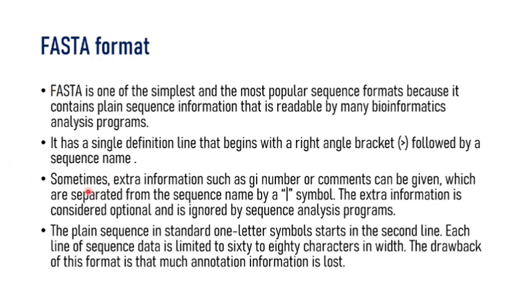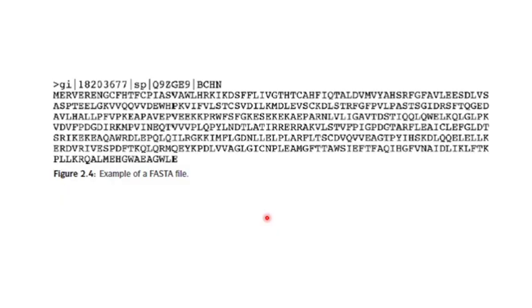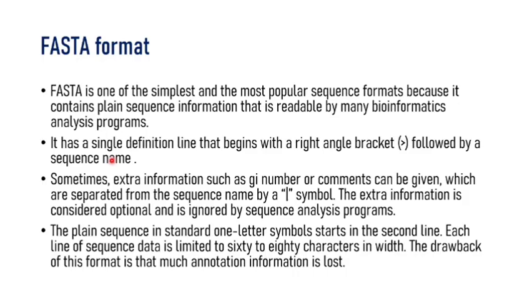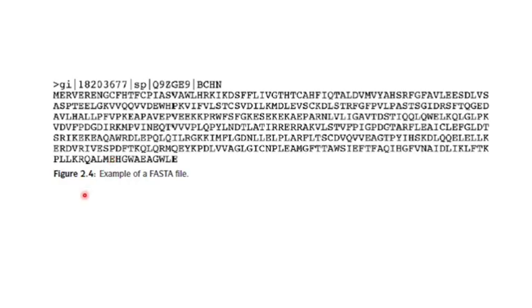It is followed by the sequence name, which contains the features of the sequence. Sometimes extra information such as a GI number or comments can be given, separated by this symbol. Extra information is considered optional and is ignored by the sequence analysis program. Usually we have this first line with all the information, but during the analysis every software ignores this line and takes the sequence only. It's the protein sequence only here, not the DNA sequence.